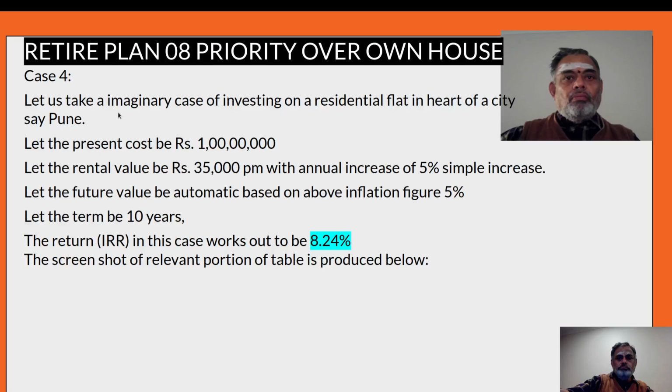Now, let us take another case, case 4. Let us take an imaginary case of investing in a residential flat in the heart of a city, say Pune. Let the present cost be 1 crore rupees. Let the rental value of the premises be 35,000 per month with an annual increase of 5%, simple increase. Let the future value of the flat be based on the above inflation figure of 5%. Let the term be 10 years. The IRR is calculated to be 8.24%. The screenshot is shown on the subsequent page.